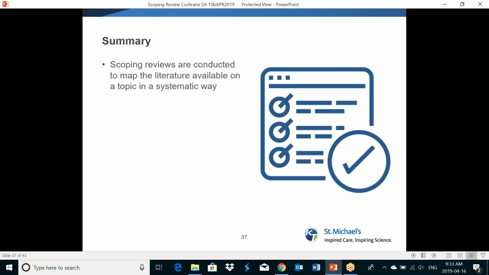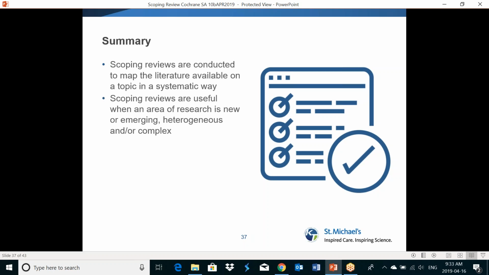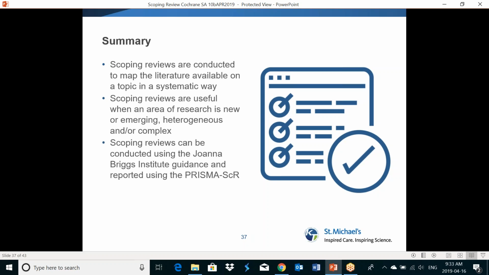So in summary, scoping reviews are conducted to map the literature on a topic in a systematic way. Even though it's not a systematic review, we still want to use rigorous methods, and we still want to make sure that we conduct everything in a very transparent and reproducible manner. Scoping reviews are useful when an area of research is new or emerging, heterogeneous, and/or complex.